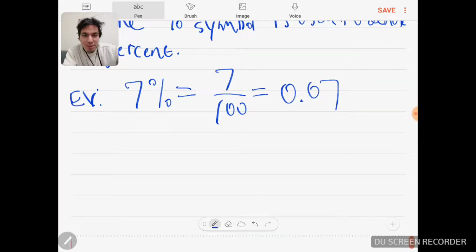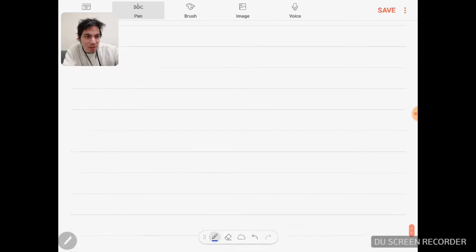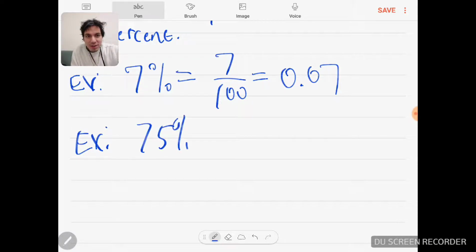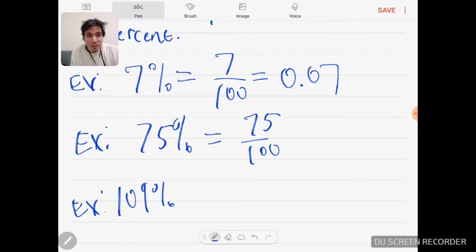Let's try another example. Let's say I had 75%, also 109% as the following example. 75% is actually 75 over 100. Now, can you reduce the fraction? Well, yes, you can by 25. A quarter goes into 75 cents 3 times. And how many quarters go into a dollar? Well, 4 quarters go into a dollar.